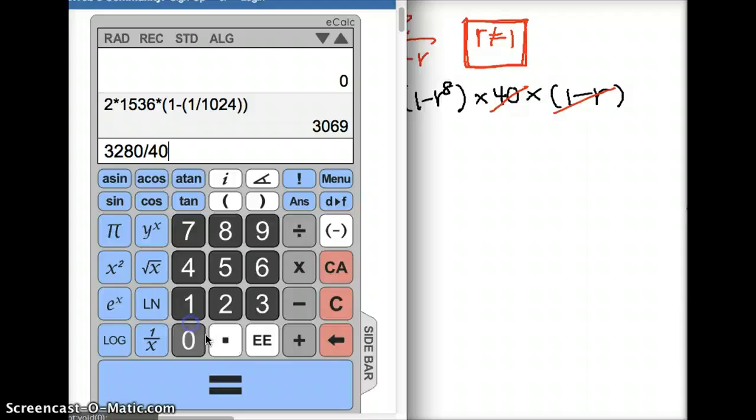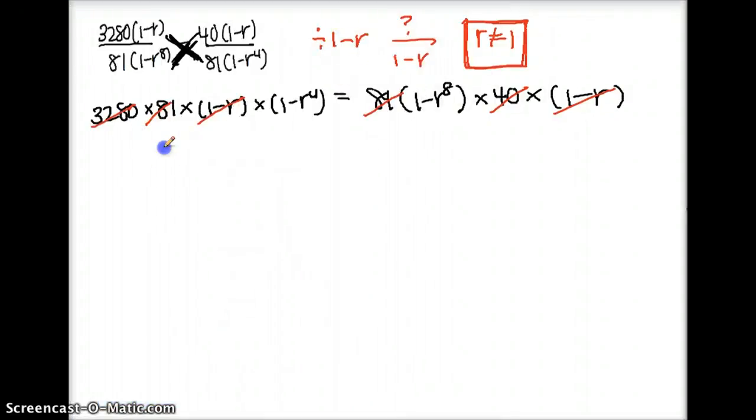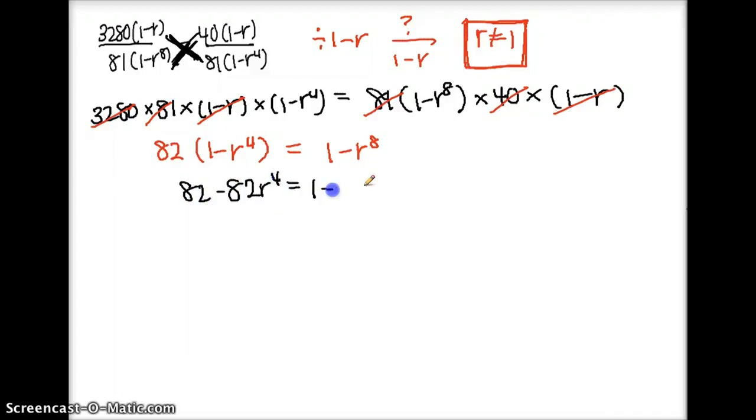3,280 divided by 40 equals 82. So we have 82 times (1 - r^4) equals 1 - r^8. So I'm going to solve for r here. So I have 82 minus 82 times r to the power of 4 equals 1 minus r to the power of 8. And I'm going to put everything on one side, so I'm going to subtract 1 minus r to the power of 8. So I have r to the power of 8, and I'm going to write it in a different order, so I have this first, and this goes here. And then I have minus 82 times r to the power of 4, and then I'm going to subtract 1. So I have plus 81 equals 0.